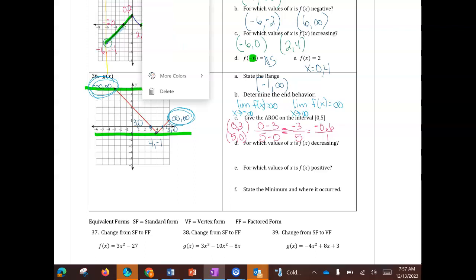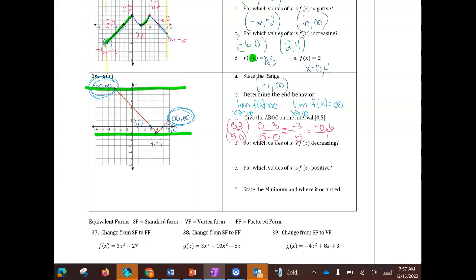Where is my function decreasing? So decreasing would be from here to here. So decreasing is going to go from -infinity to 4. Where's my function positive? So it's positive in two areas. Let's see, one is here. And then this little bit to the right. So I'll have from -infinity to 3. And then from 5 to infinity. The minimum is -1, and it occurred where x equals 4.